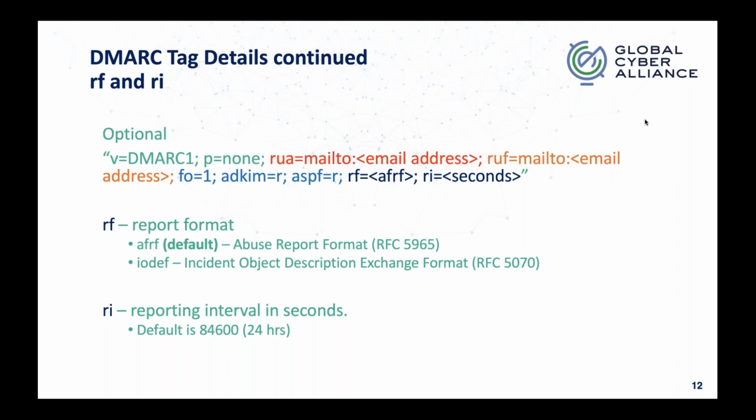So reporting interval is in seconds. By default, it's 84,600 seconds, which is 24 hours. You can adjust that as you need. Just remember it's in seconds. So don't put in RI equals 5, because then it means you receive reports about every 5 seconds. That'll be a lot of reports.